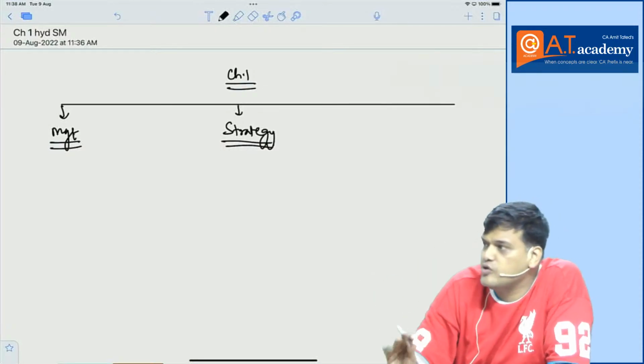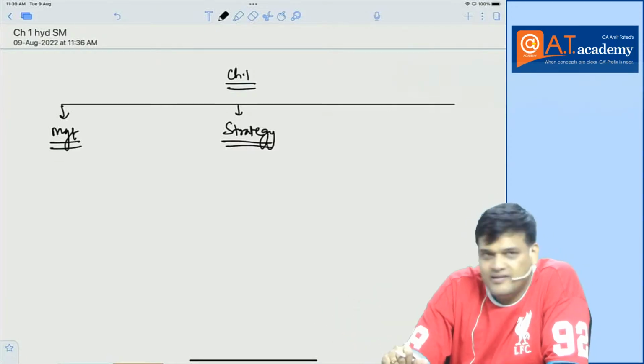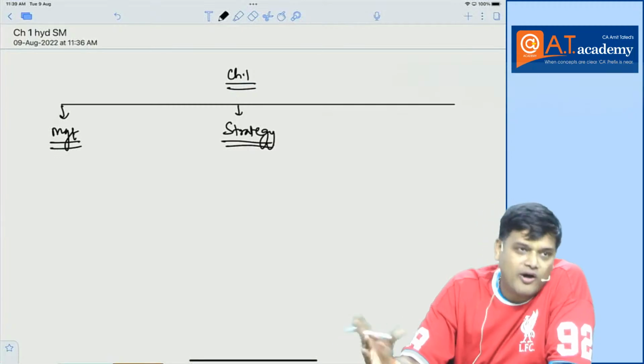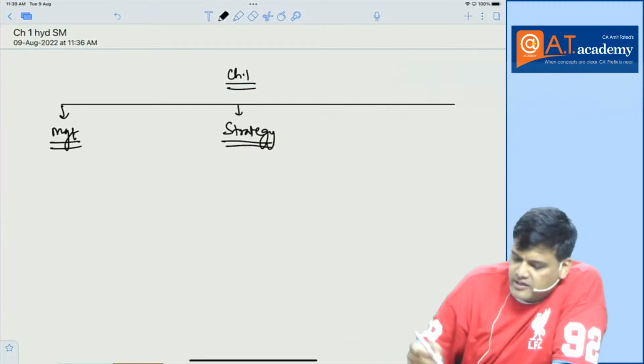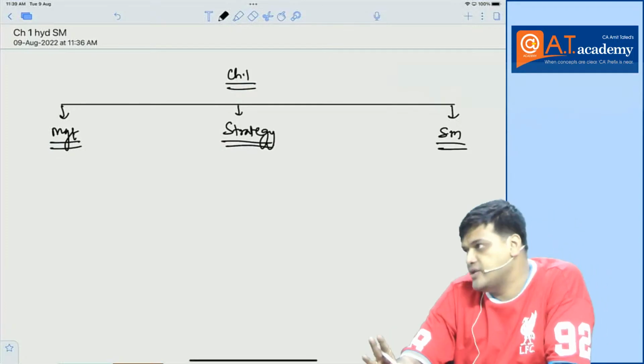But if you take the dictionary meaning, strategy has something to do with war, winning the war. Everybody clear? And the third and last portion will be SM. What is SM? Strategic management.